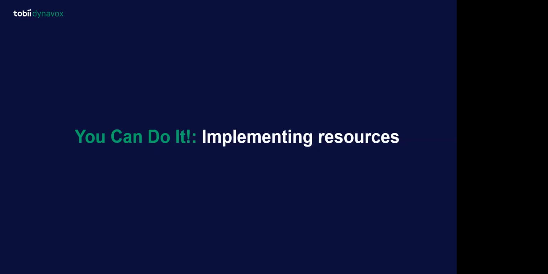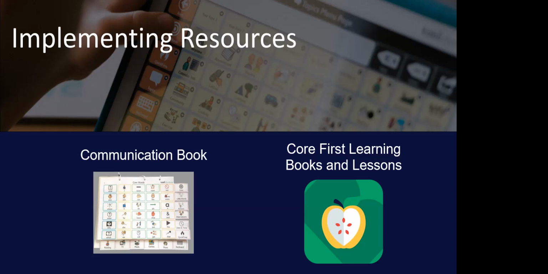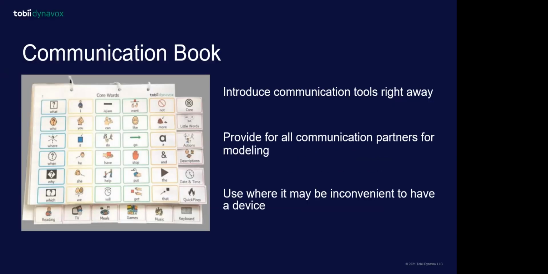Okay, so lastly, I'm going to quickly introduce two resources that we can use and you can access today for ongoing success with implementation and providing that flexibility. The two resources are this printable communication book, as well as Core First Learning books and lessons. Our low-tech communication book is a great way to introduce the tools that we discussed as soon as tomorrow. You can download it from our Learning Hub, and you can also show and model the access to those different tools.